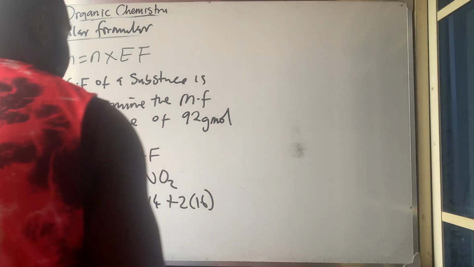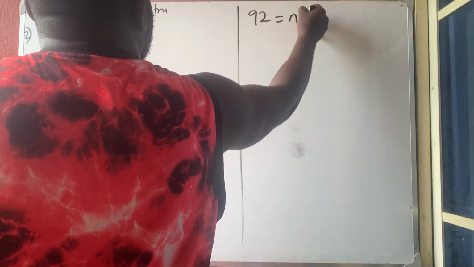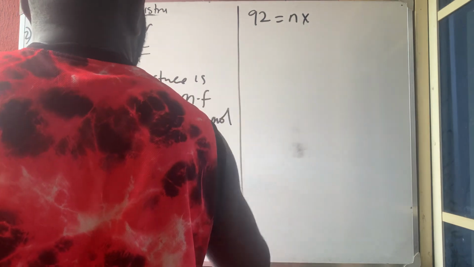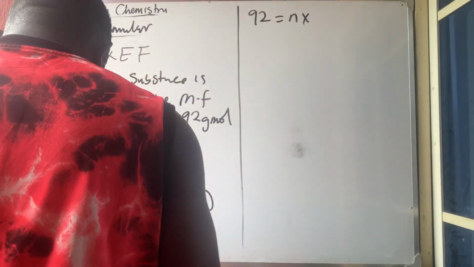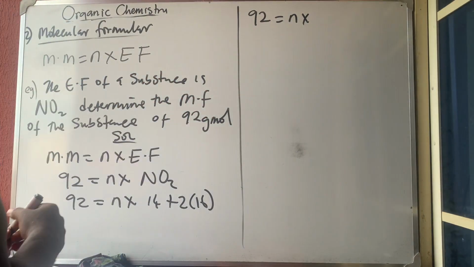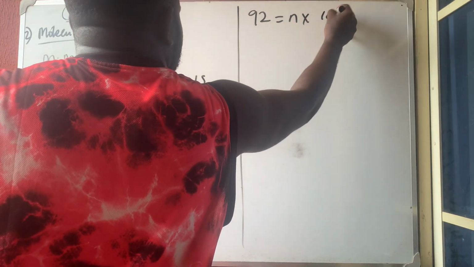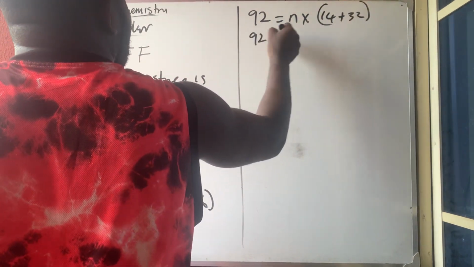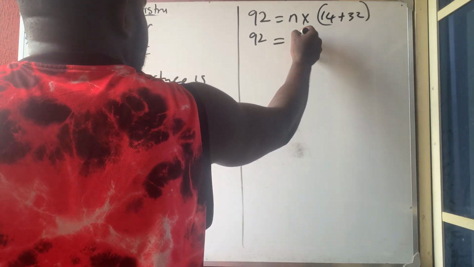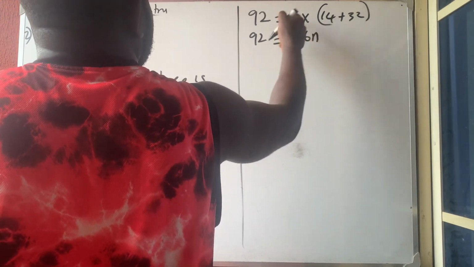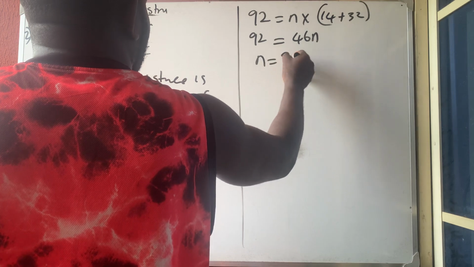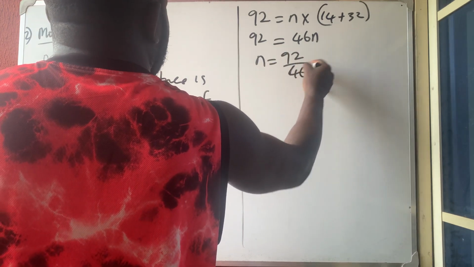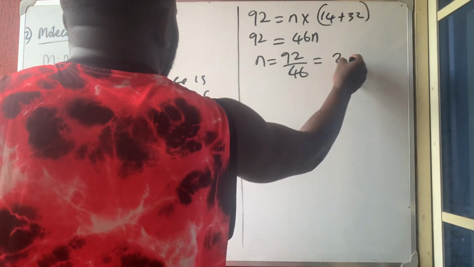So what do we have? 92 is equal to N times 14 plus 32. So 92 is equal to 46n. So my n is now 92 over 46, which will give you 2.